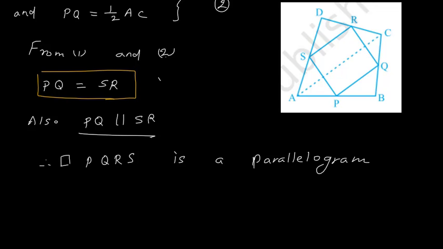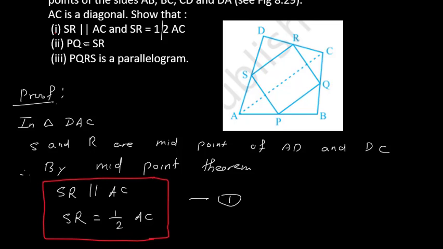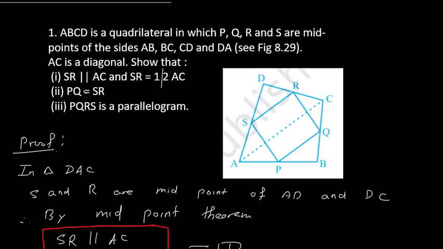So we have shown that one pair of opposite sides is equal and parallel, so this PQRS is a parallelogram. Simple question. Okay, let us move to the next question.